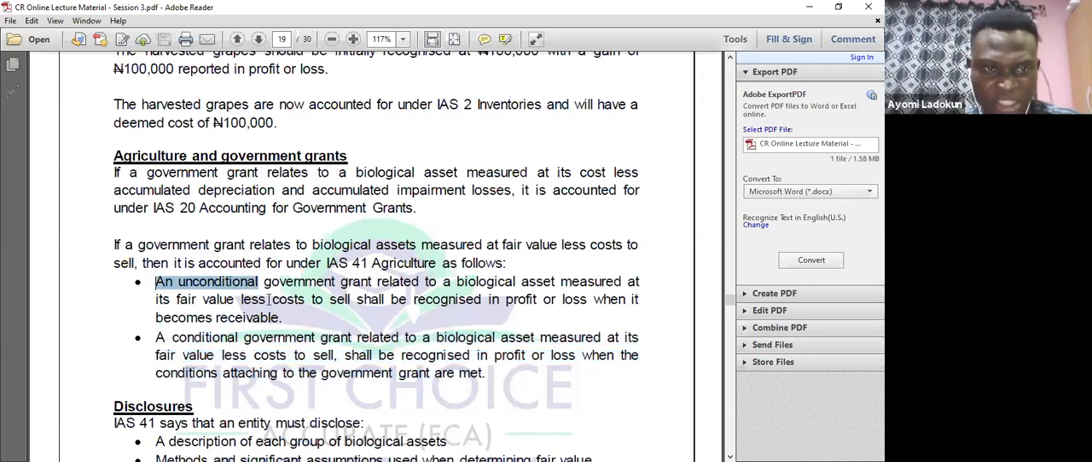Now let's assume government is giving farmers some palliatives. If it is unconditional, once it becomes receivable, they can go ahead and recognize it. But once it's conditional, because most times government grants are conditional, maybe when we do IAS 20 we're going to look at that, but I want to treat other standards. I'll come back to IAS 20. I don't want to bore you.